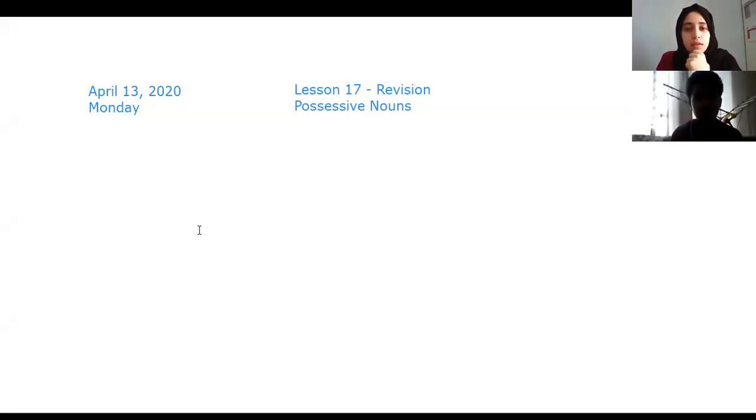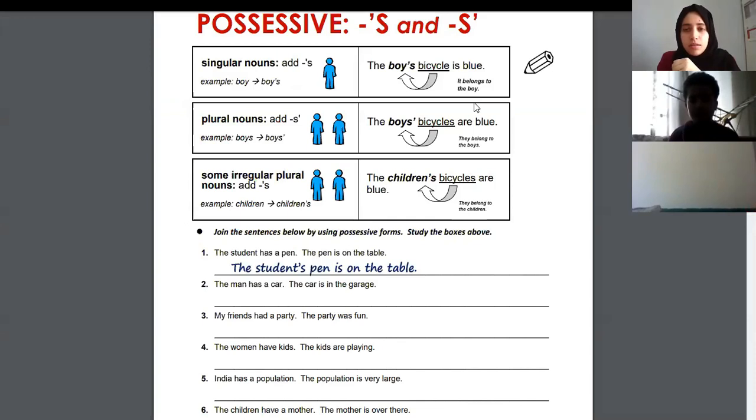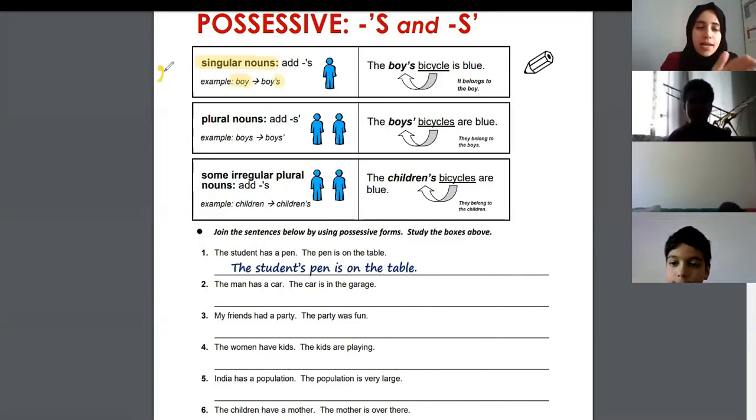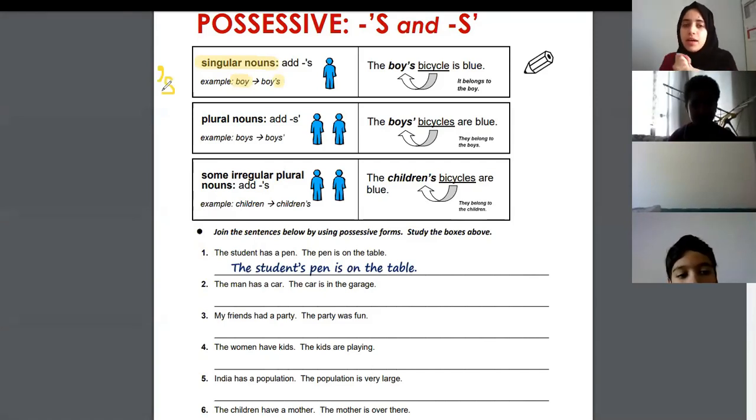So before we start solving the examples, let's revise a bit. And remember what possessive nouns are together. Singular noun, singular means one thing, we said. So for one noun, like boy, boy is only one thing or one person. So we only add apostrophe and S after the words. Apostrophe is this sign. So we add apostrophe and S. Apostrophe is like a comma, but it's up.